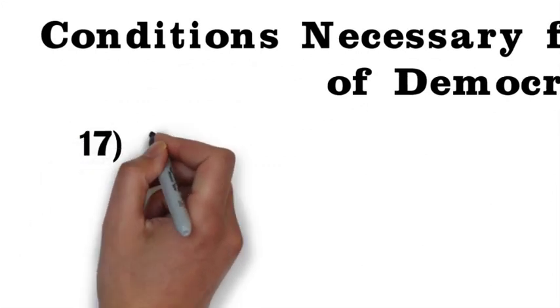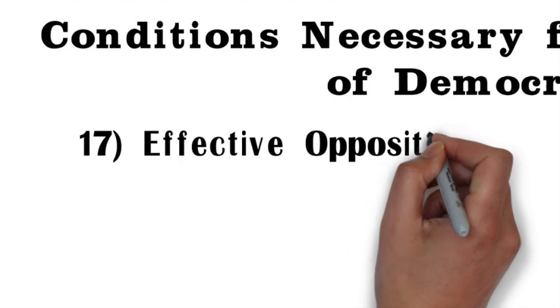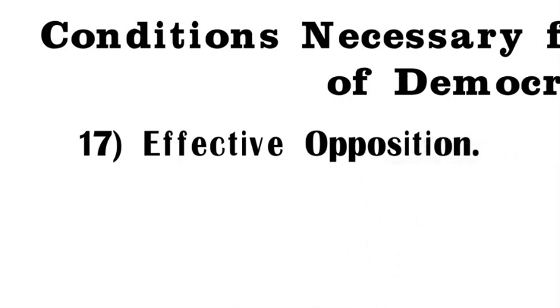The conditions necessary for the successful working of democracy, and the 17th point what we have here is effective opposition. Well, the existence of an effective opposition also helps the successful working of democracy.